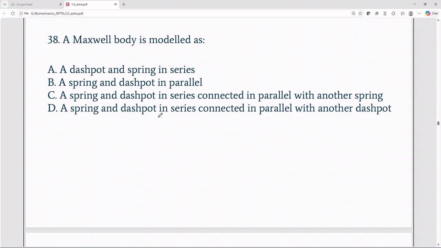Next question. This question is from viscoelastic models. A Maxwell body is modeled as which among the following? Options are option A, a dashpot and spring in series. Option B, a spring and dashpot in parallel. Option C, a spring and dashpot in series connected in parallel with another spring. Option D, a spring and dashpot in series connected in parallel with another dashpot.